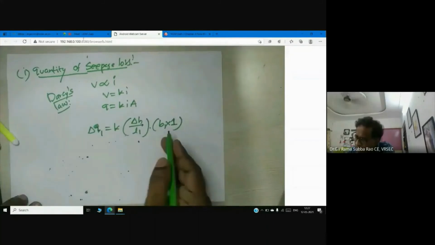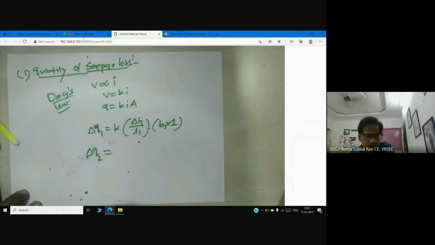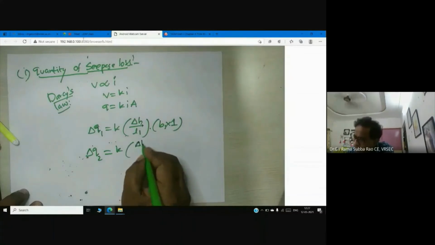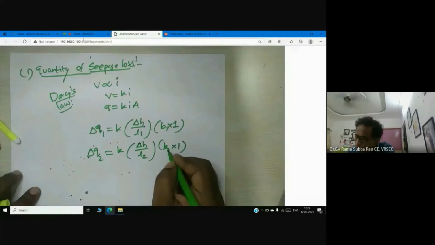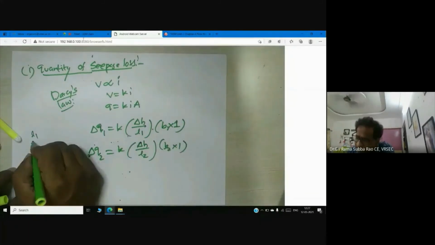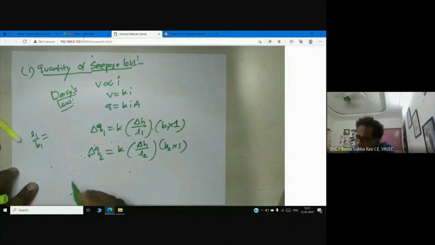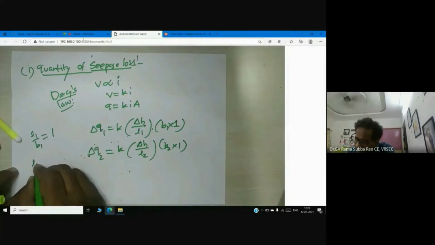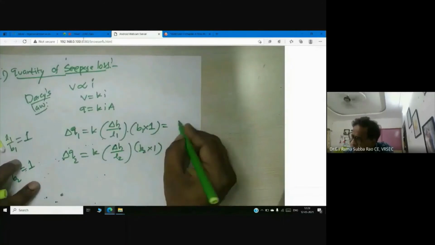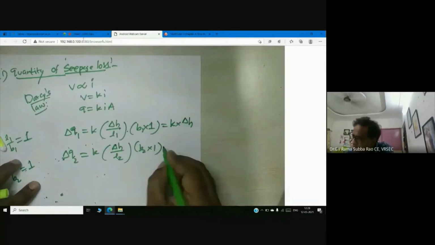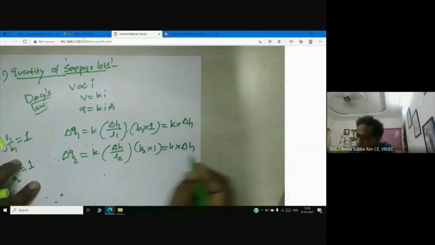Now you see, what about delta Q2? So I have considered another flow field, K into delta H by L2 into B2 into 1. Now it is very interesting to know what about L1 by B1? L1 by B1 is approximately 1. What about L2 by B2, which is approximately 1? So what I am getting at the end? K into delta H. This is for delta Q1, delta Q2.